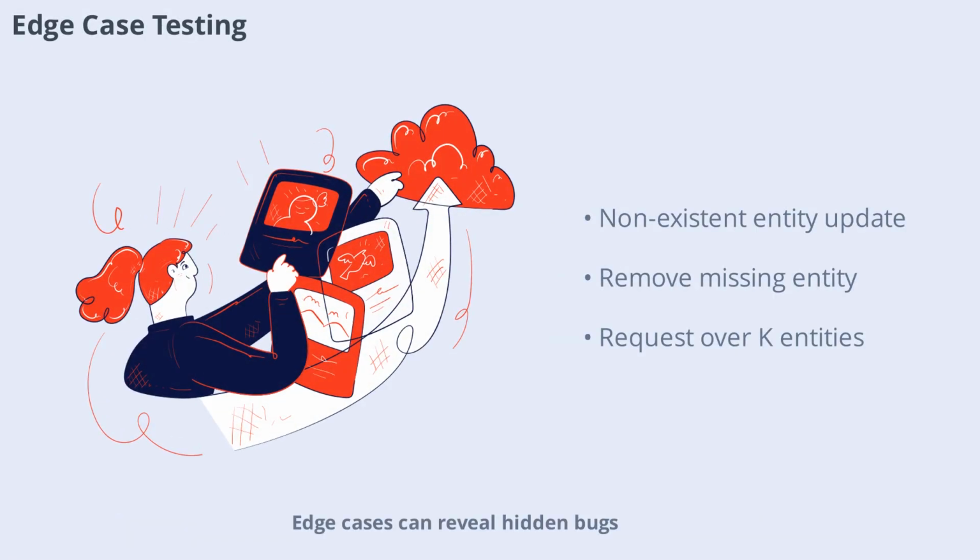Edge cases can reveal hidden bugs. We should test scenarios like updating a non-existent entity, removing an entity not in the ranking, or requesting more entities than exist. These tests ensure the system handles unusual situations gracefully and remains robust under all conditions.